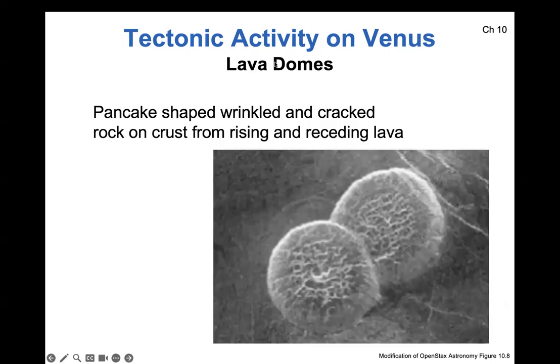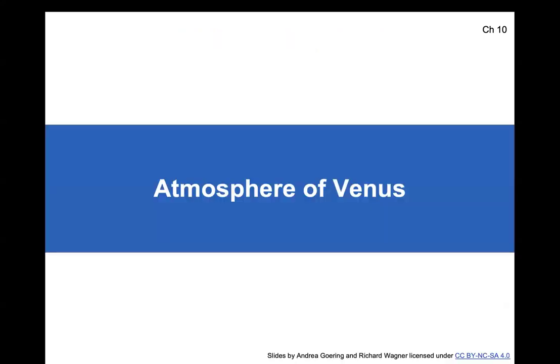And we see it again with these big lava domes, these pancake-shaped, wrinkled and cracked rock on the crust from rising and receding lava. So it's just like the crust completely gave way and the lava was able to push through in volume. So think about these not as tall volcanoes, but instead as big bubbles and flat deformations of lava flow.